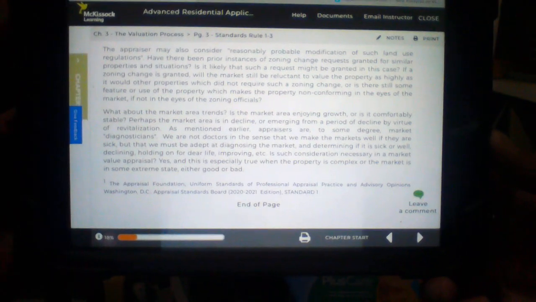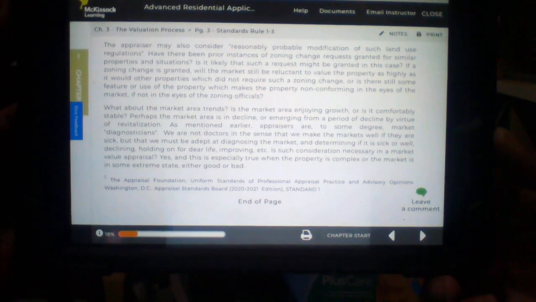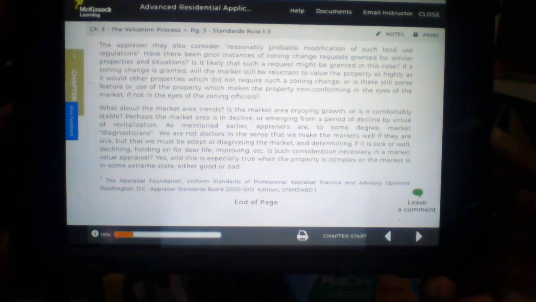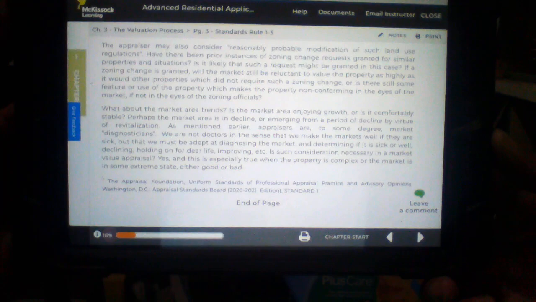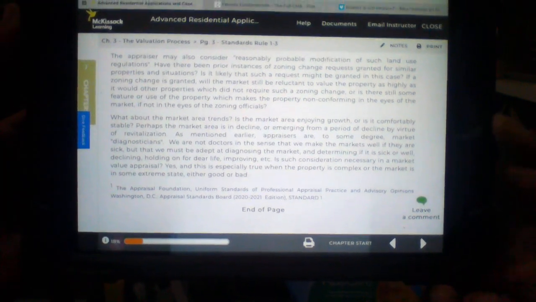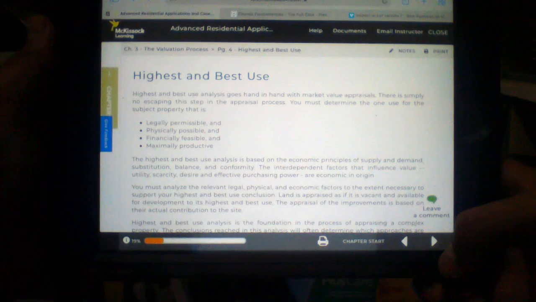Is such consideration necessary in a market value appraisal? Yes, and this is especially true when the property is complex or the market is in some extreme state, either good or bad. End of page.